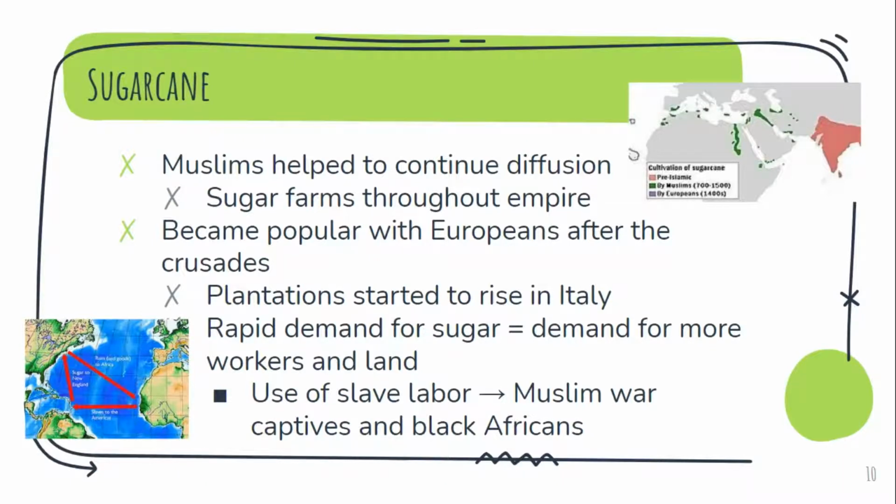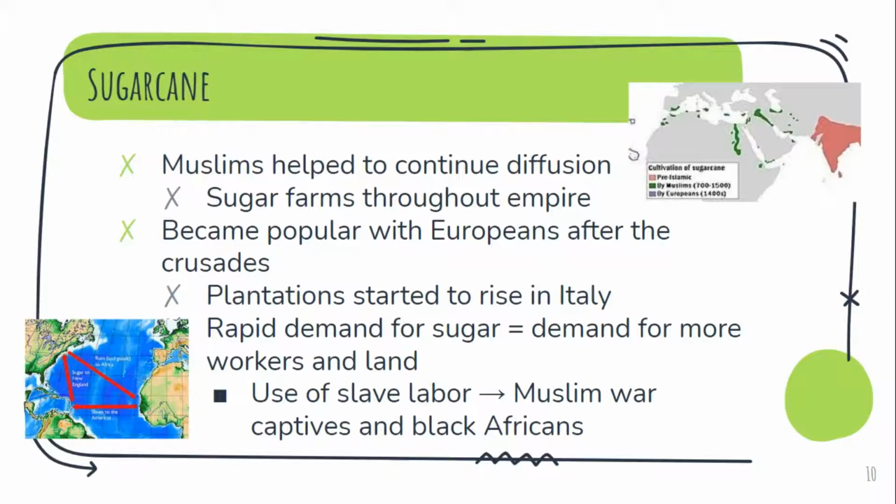Muslims were the first ones to help with this diffusion and help continue it as well, because their empire had a lot of various sugar farms, especially in modern day India. And it became incredibly popular with Europeans after the Crusades, where during the Crusades there were a lot of interactions, whether positive or negative, that's up to you to decide, between the two peoples, between Christians and Muslims. And because of this new introduction to sugarcane, a lot of plantations were rising in Italy specifically.